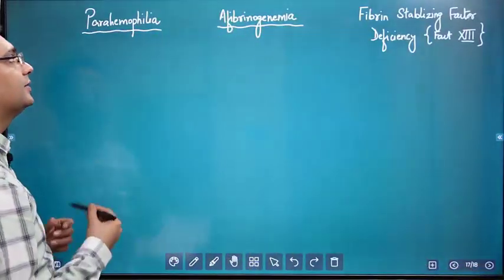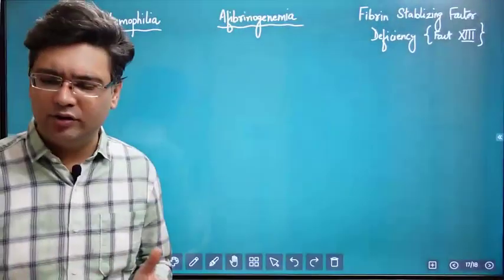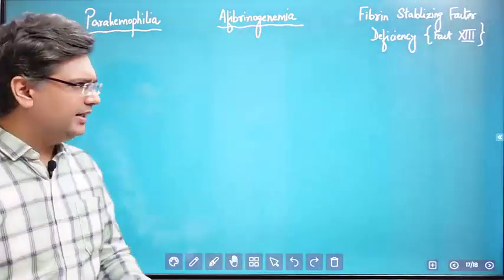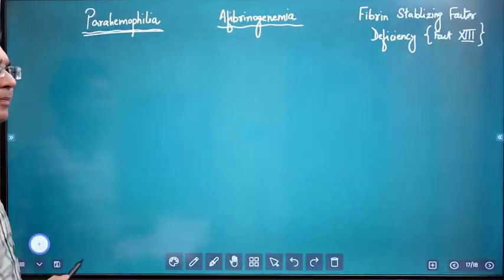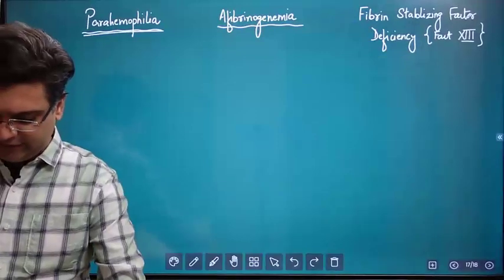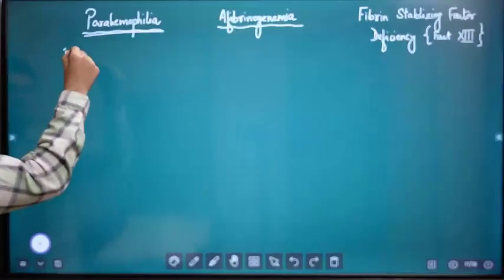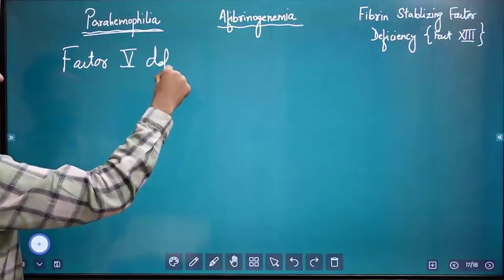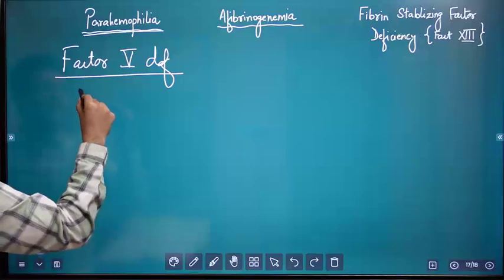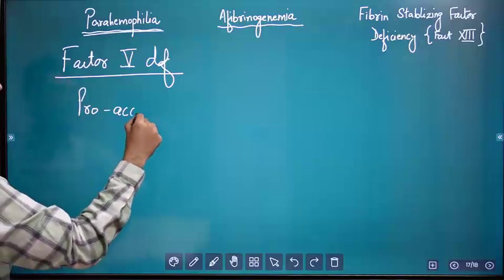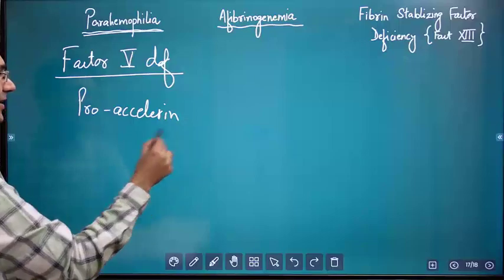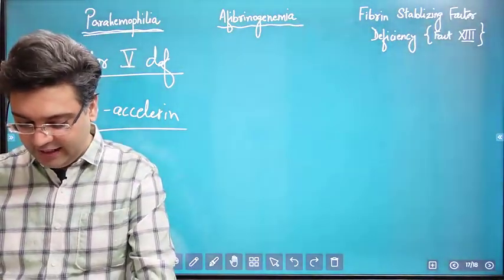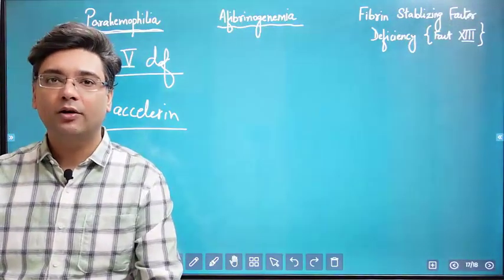Next, we're going to talk about multiple conditions which are clotting factor conditions. Let's say this is parahemophilia. Parahemophilia is the deficiency of factor 5. Do you remember what factor 5 was called? It was called proaccelerin. Now when we have factor 5 deficiency, it's a clotting factor deficiency.